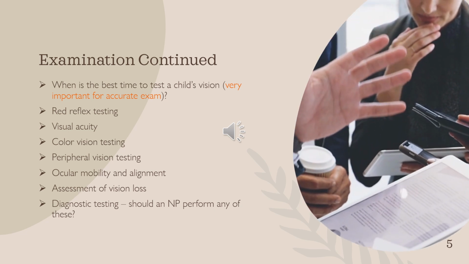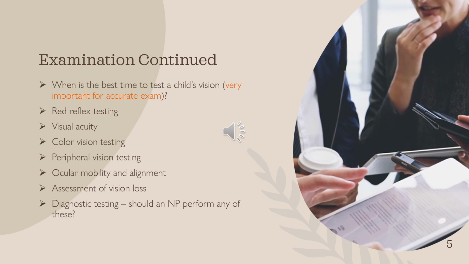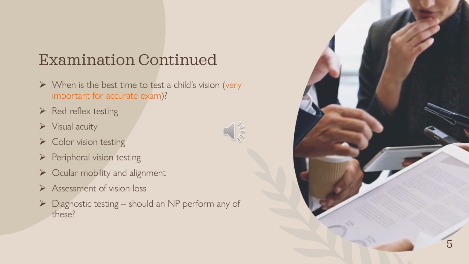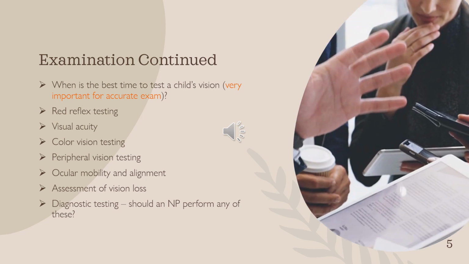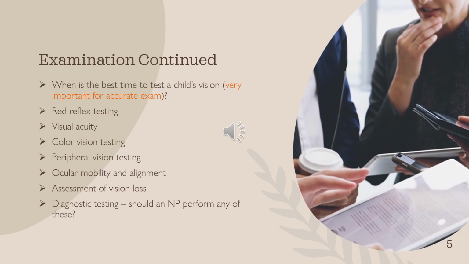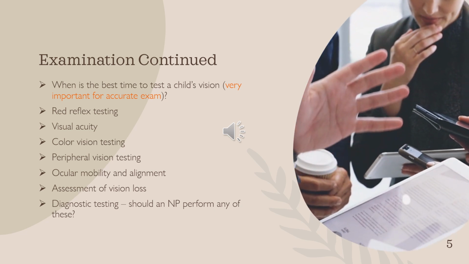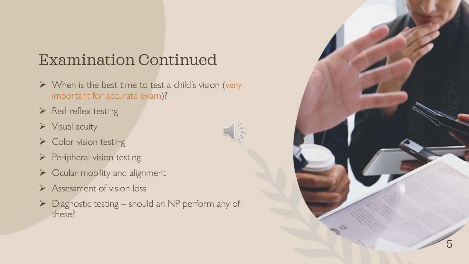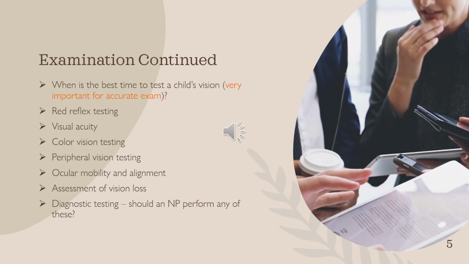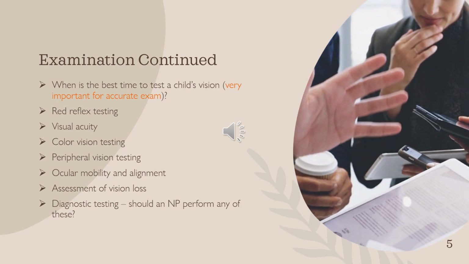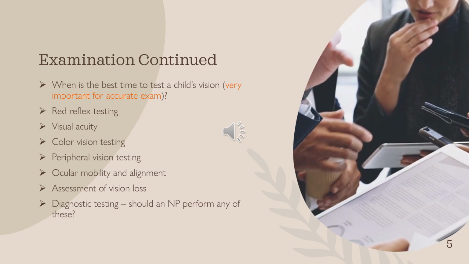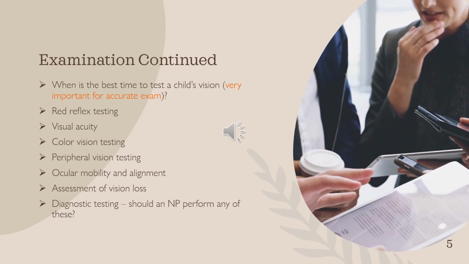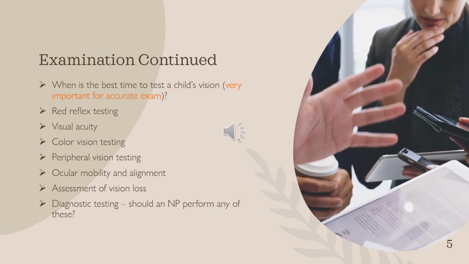Okay. So of course, we've kind of talked about this, the red reflex testing, visual acuity. You can read in your book when color vision needs to be tested, peripheral vision, ocular mobility and alignment. You need to assess for vision loss. That's a big thing. Diagnostic testing. Is that something the nurse practitioner should be doing? If you aren't comfortable, trained, and ready to do those tests, no, you shouldn't be doing it. Send them to an ophthalmologist or an optometrist, okay? Never be afraid to refer a patient to a specialist if you're worried about something.